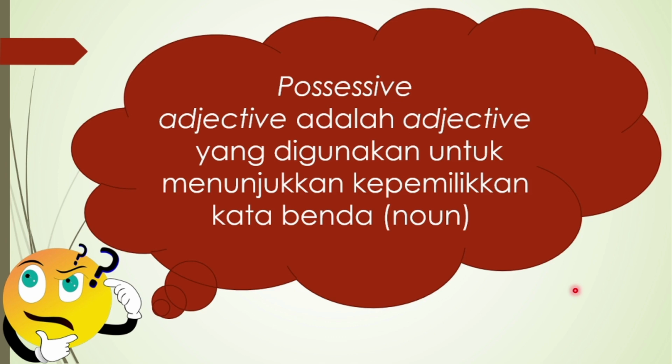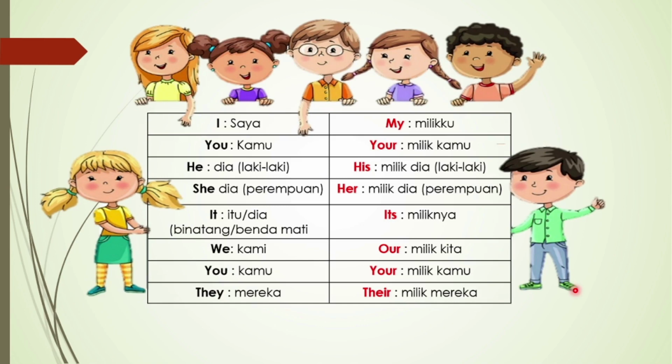Langsung saja. Oke. Jadi dalam bahasa Inggris kita mengenal adanya subject pronoun, dan jika kita rubah menjadi possessive adjective akan menjadi seperti ini. Oke, for example, I, saya, jika dirubah menjadi possessive adjective akan menjadi my, artinya milik saya atau milikku. You, kamu, menjadi your, milik kamu.